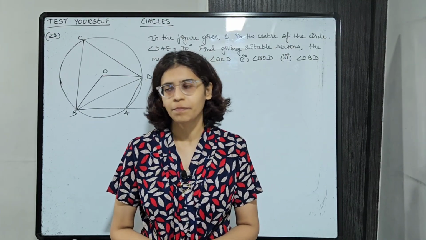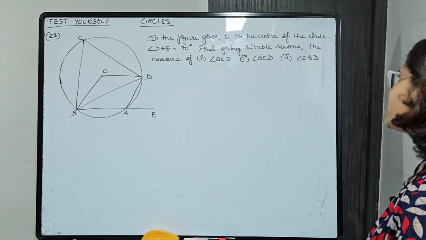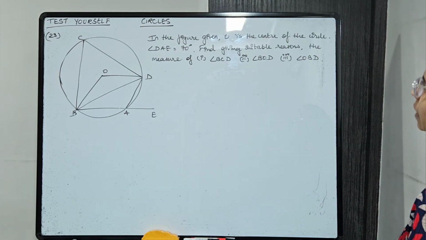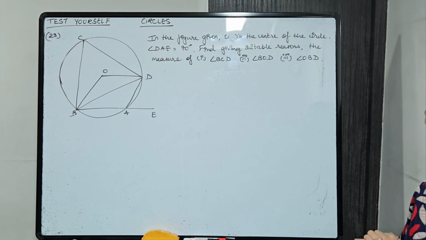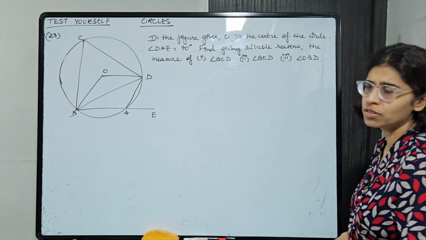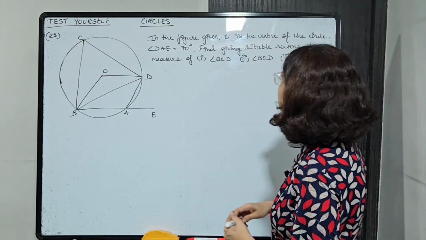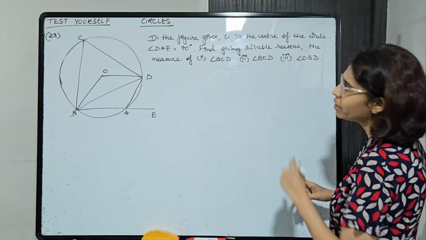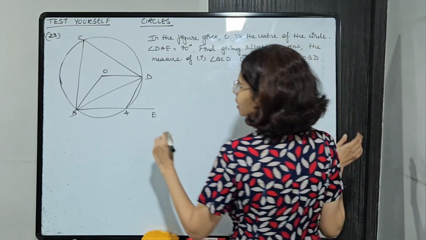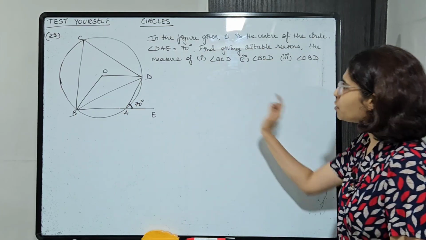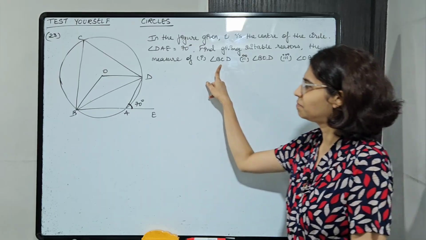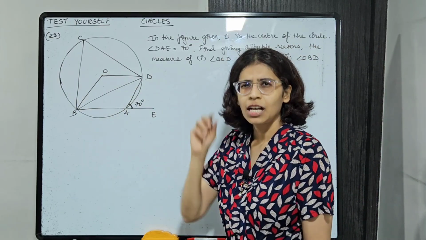Question number 23. In the figure given, O is the center of the circle. Angle DAE is equal to 70 degrees. Find, giving suitable reasons, the measure of first part angle BCD, second part angle BOD, third part angle OBD. Very easy, students. We are given the figure over here. In the figure, O is the center. Angle DAE is given, it is 70. First we need to find out angle BCD.